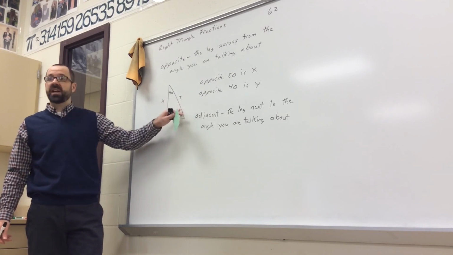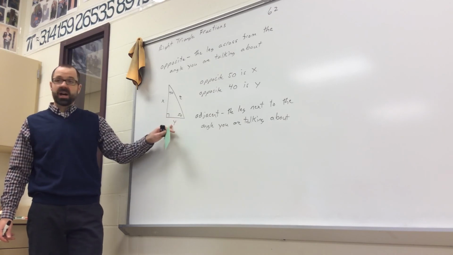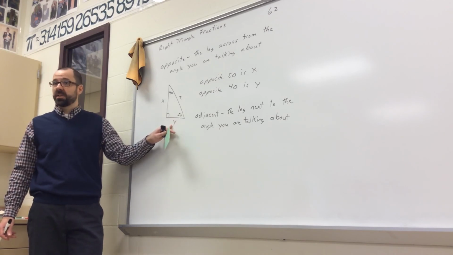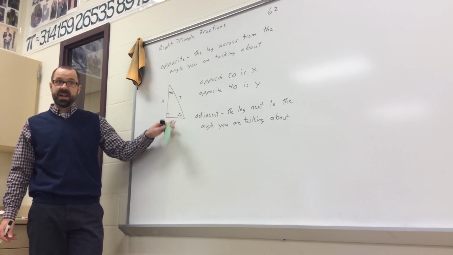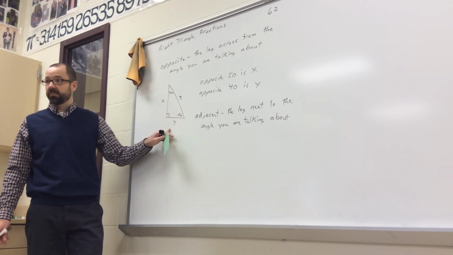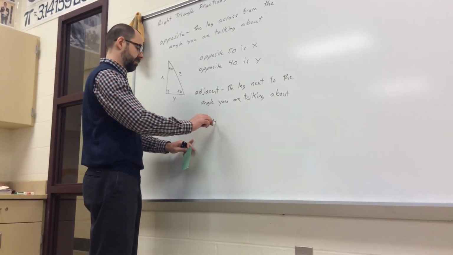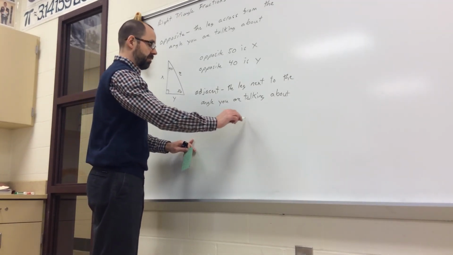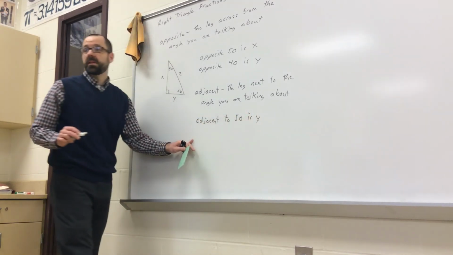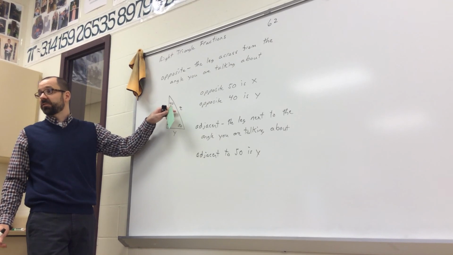Now Z doesn't count because it's the hypotenuse. So it's Y. Y is adjacent because it's the leg that's next to 50. So adjacent to 50 is Y. And then if you shift your focus to 40, adjacent to 40 is X.